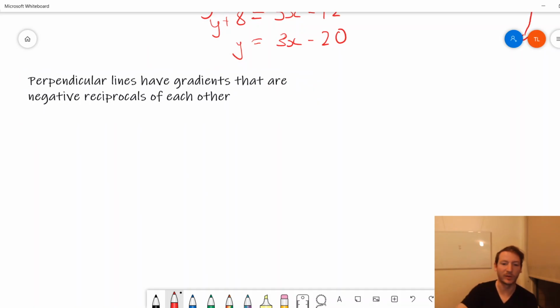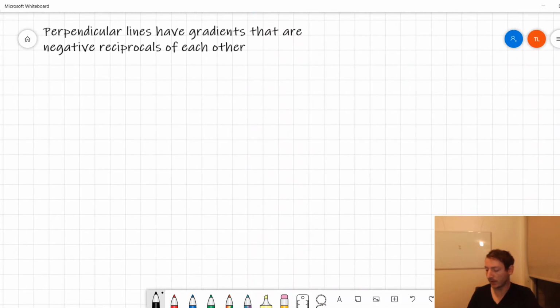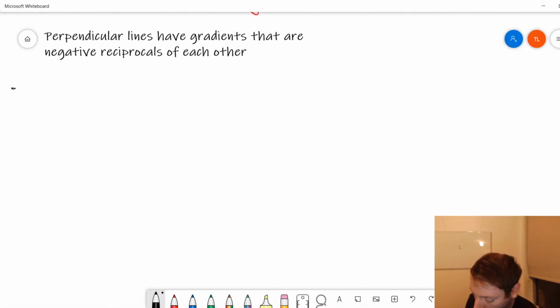Now, I was talking about reciprocals before, when you flip the fraction. For perpendicular lines, not only are we flipping the gradient, but we're also making it negative. Or, if it's negative, it's now becoming positive. So let's have a look at an example with this. E.g.